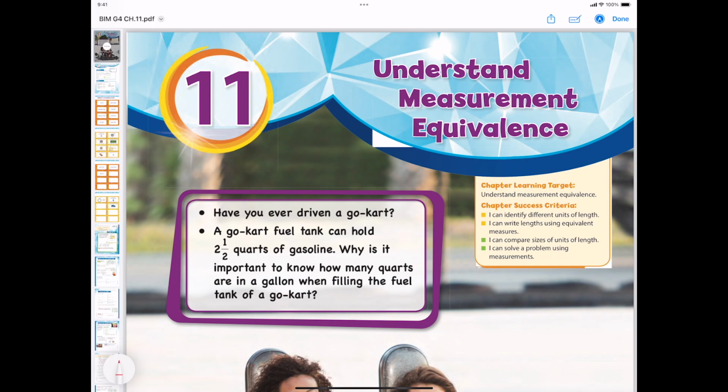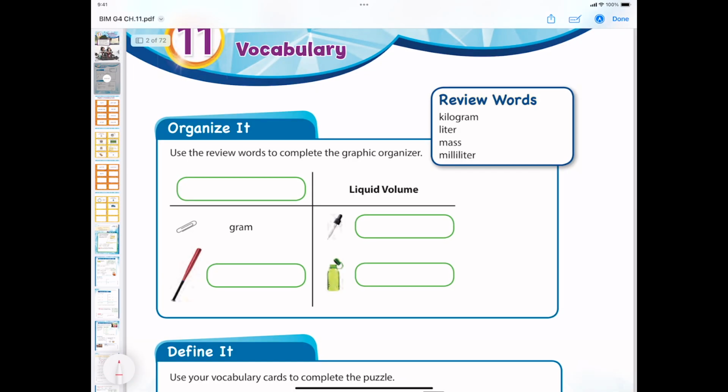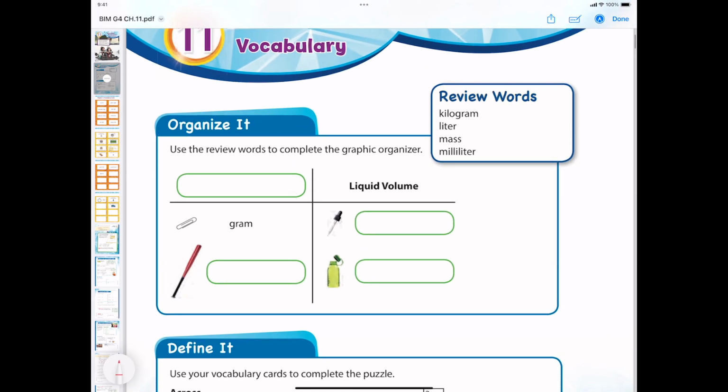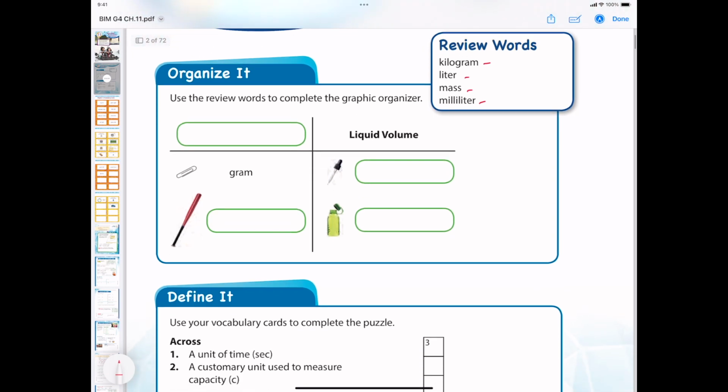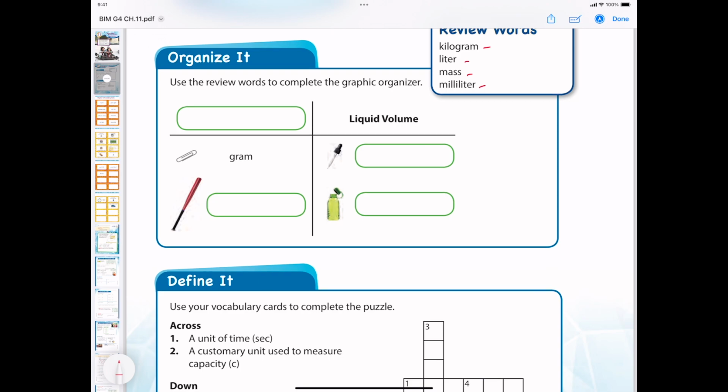So in this chapter we are going to learn about metric units and also the US customary units. And this is review words and learning new vocabulary. Here, the review words are kilogram, liter, mass, milliliter. Let's see. Use the review words to complete the graphic organizer.